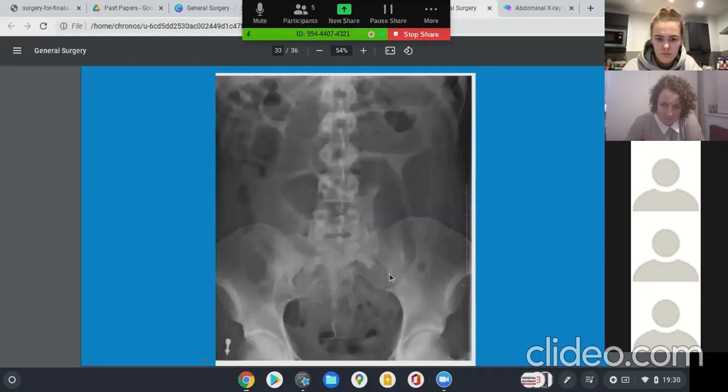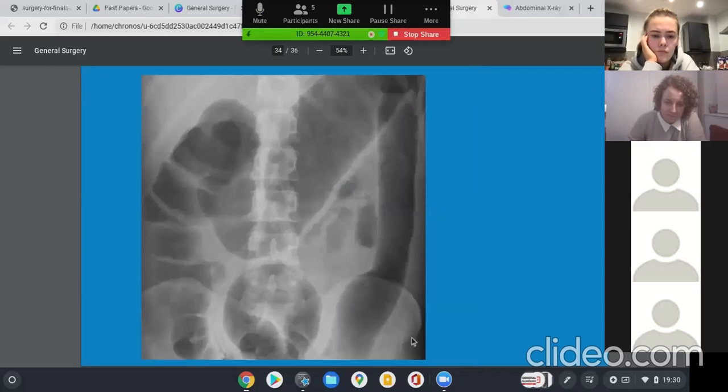This next image, it's not very clear, but if you can slightly see, this is a coffee bean sign, which is classic of a sigmoid volvulus. Again, this is a spot diagnosis. Sometimes the coffee bean sign is a lot more obvious, but I've just given you this one as it's quite tricky. Just as a side note, when you are presenting an X-ray, it's important to go through it in that systematic approach. Okay, moving on to the next.